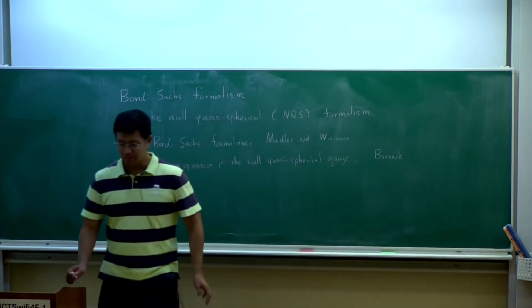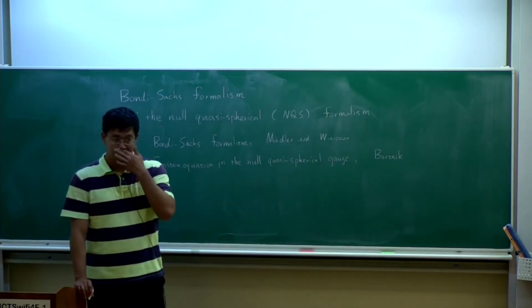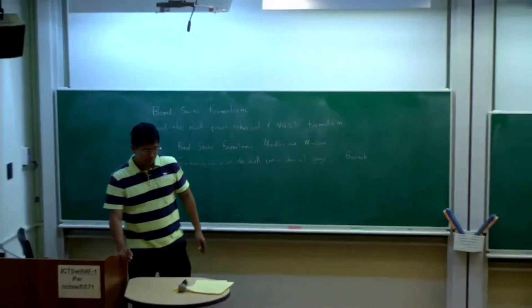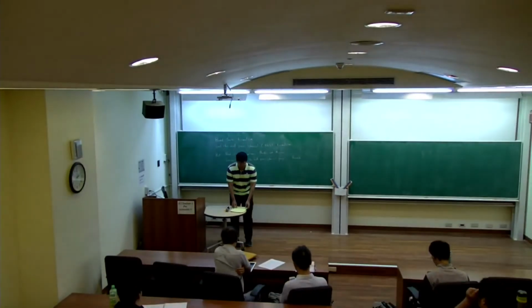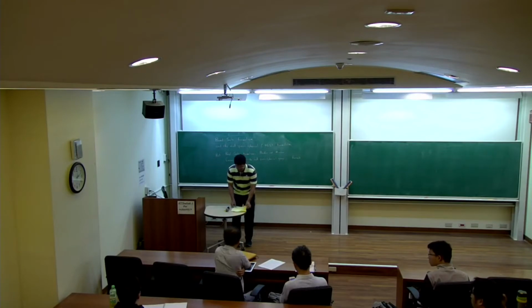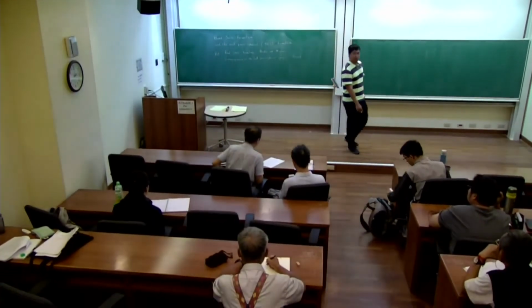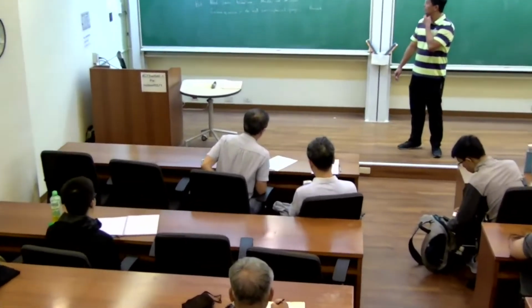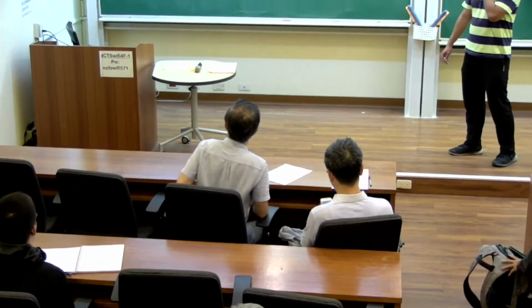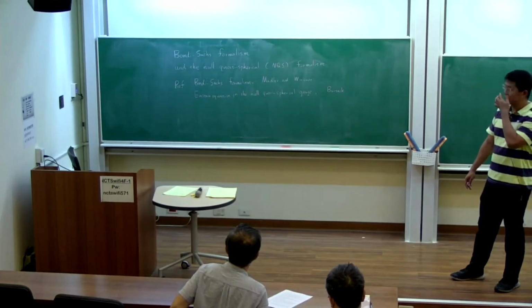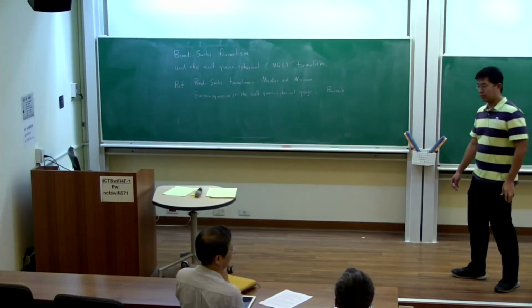Next speaker is Bonington from UC University. He's also an expert in mass generality, so I think it's good that he will also give good talks. His first talk, he changed the title a bit, right? The first talk will be boundary set formalism and the null quasi-spherical formalism. So let's go to Bonnie.